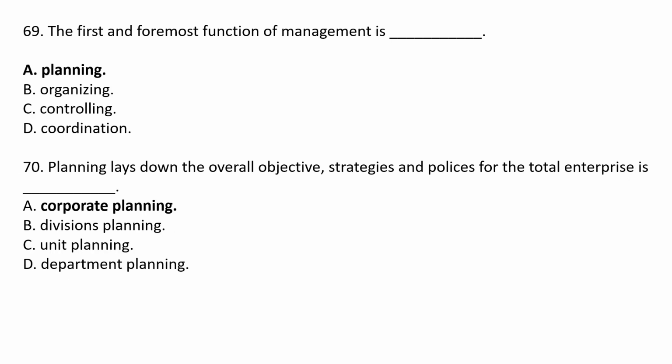The first and foremost function of management is Option A planning, Option B organization, Option C controlling, Option D coordination. The correct answer is Option A planning. Planning which lays down the overall objectives, strategies, and policy for the total enterprise is Option A corporate planning, Option B division planning, Option C unit planning, Option D department planning. The correct answer is Option A corporate planning.